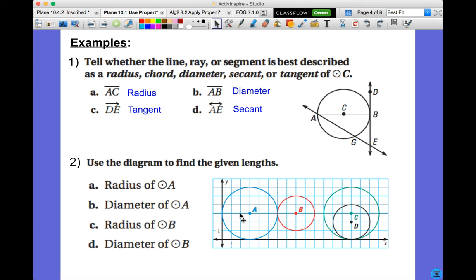Therefore, the radius of circle A is 3 units, and the diameter is just twice the radius. So that should be 6. 1, 2, 3, 4, 5, 6. Okay, let's take a look at circle B. Notice the circle B is not touching the x-axis or the y-axis. But since we know the scale is 1 unit per box, we can say here's circle B, here's the center, and we can count 1 and 2 units. So the radius is 2 and the diameter is just going to be 4.